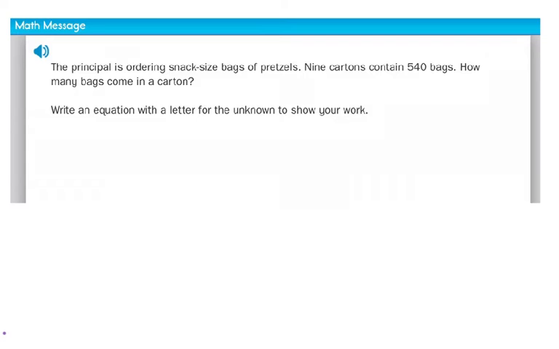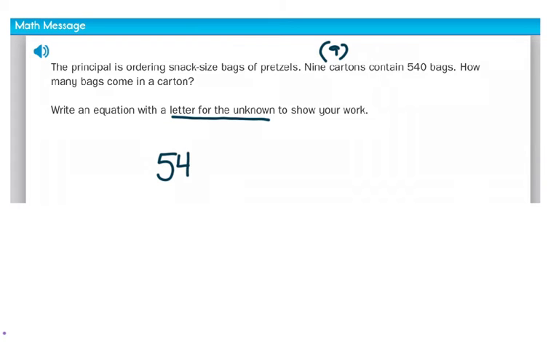Let's go ahead and move into division. The math message here says the principal is ordering snack-sized bags of pretzels. 9 cartons contain 540 bags. How many bags come in a carton? Write an equation with a letter for the unknown to show your work.